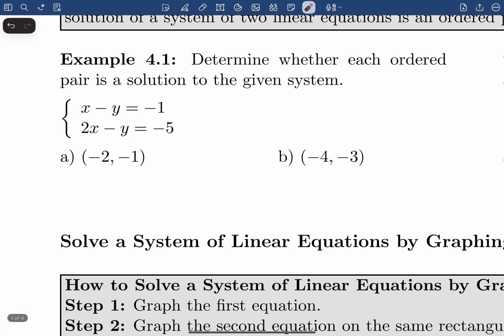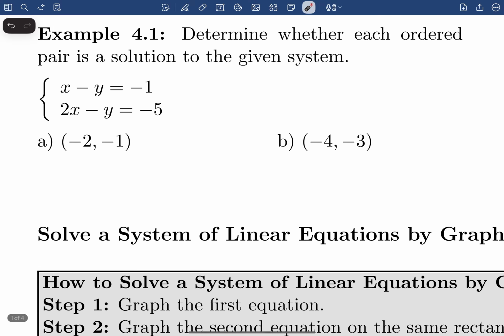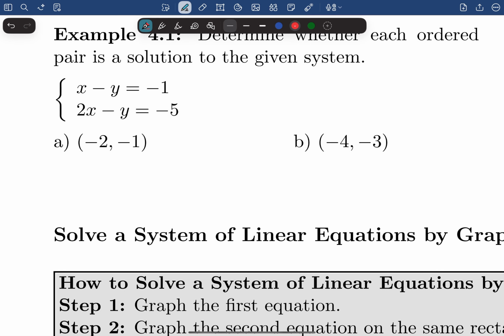Great. Well, let's start to get a little more comfortable with this. Okay, so example 4.1 says determine whether each ordered pair is a solution to the given system. Right? So if we want to check to see if a certain ordered pair, an xy coordinate, is a solution to the system, we can take all of the x values of the system and plug in the x value of the coordinate, and then the y values and plug in the y value of the coordinate. So we replace all the x values with what x is and all the y values with what y is. And then we see if it makes the equation true. Does this side equal this side? Does this side equal this side?